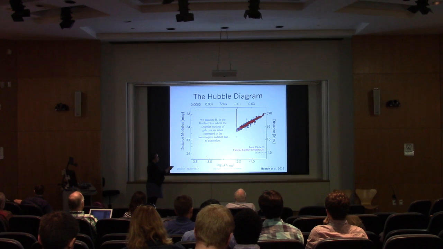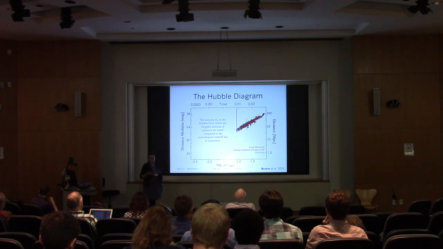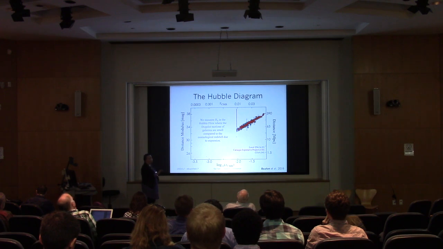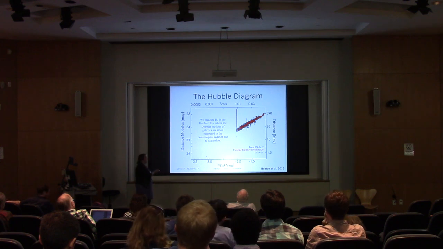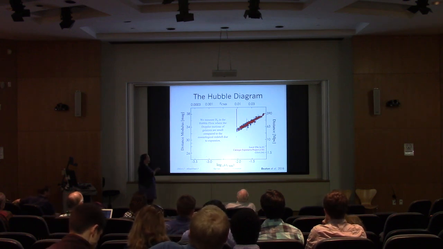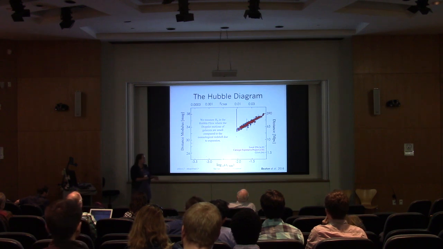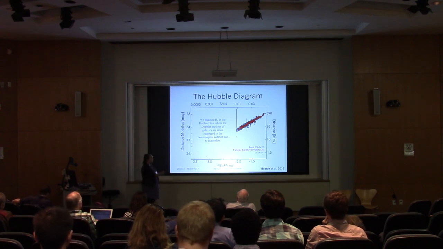You'll note that the gray points have bigger scatter, and the red points are a little bit tighter. And that's the difference between using supernovae in the near infrared and in the optical. You have a much stronger handle on the local extinction and other properties, and that's why this is a tighter relationship. And we measure the Hubble constant out here because we now know that the Doppler motions of galaxies can be dominant inside of this distance.